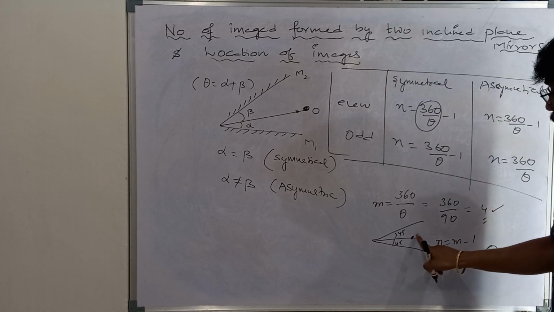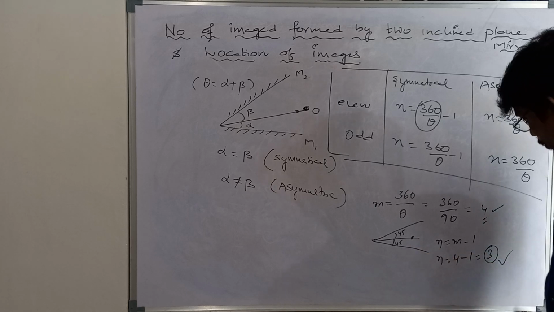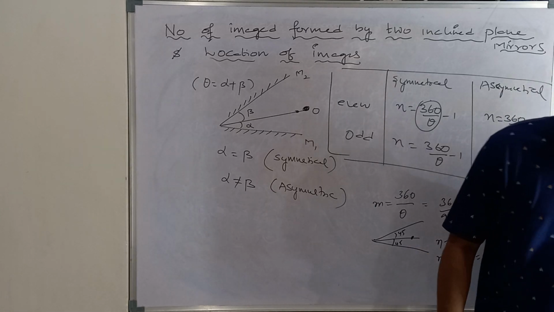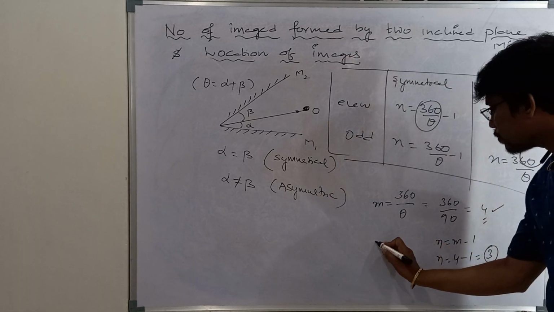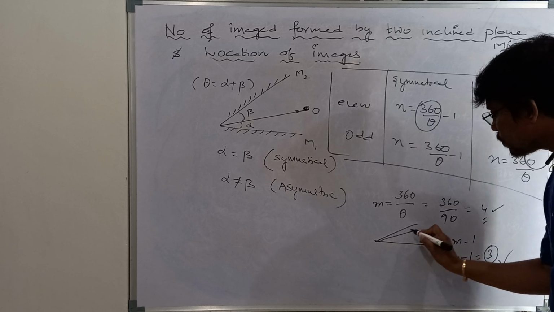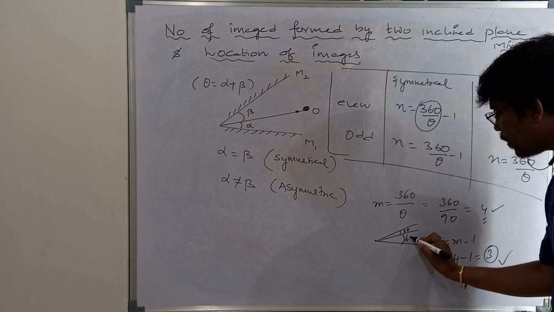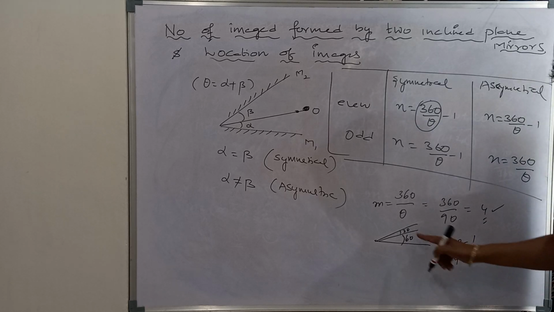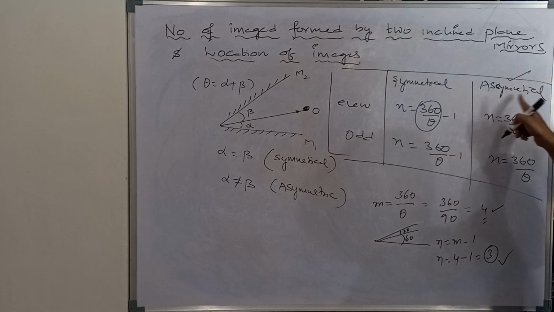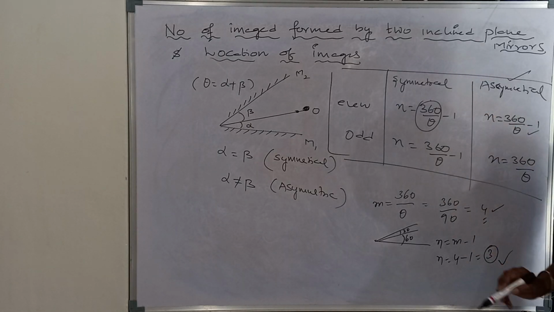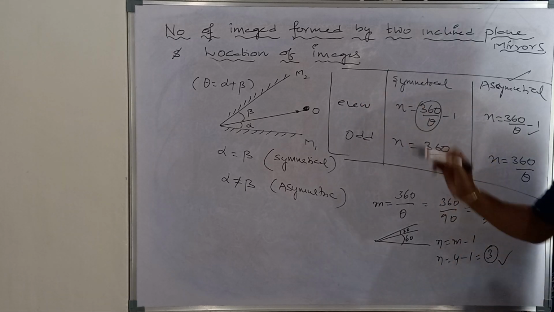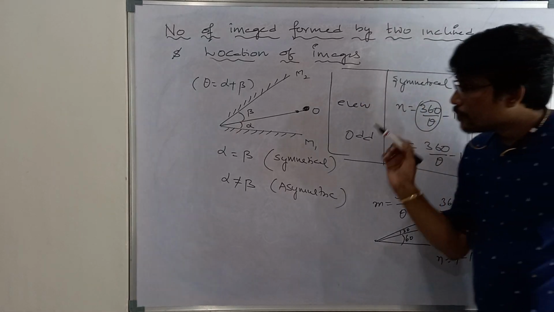Now suppose the object is not placed along the angular bisector. In this case, this may be 30 and this may be 60. So it is not along the angular bisector, which means it is asymmetric. In this case also, the number of images n is equal to 360 by theta minus 1. This is the simple shortcut. Let us discuss in detail how this formula is derived and how the number of images are formed.